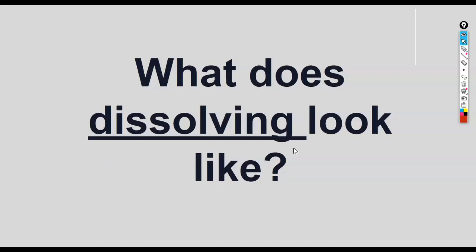Sorry, I had a little technology issue there. So let's talk more about dissolving. What do I mean by dissolving? I talked about mixing a solute with a solvent, and the solute is the thing that dissolves, and the solvent is the thing doing the dissolving. But what does dissolving actually look like? That's what we're going to take a look at now.